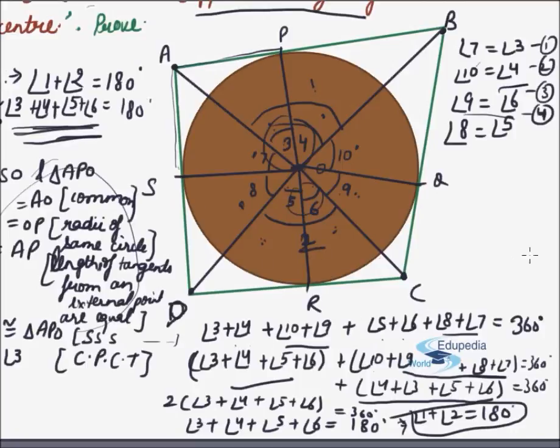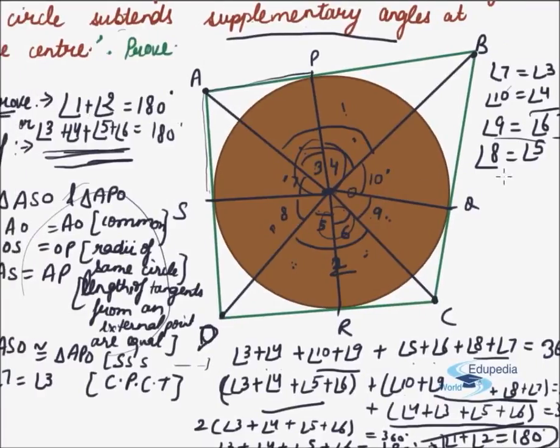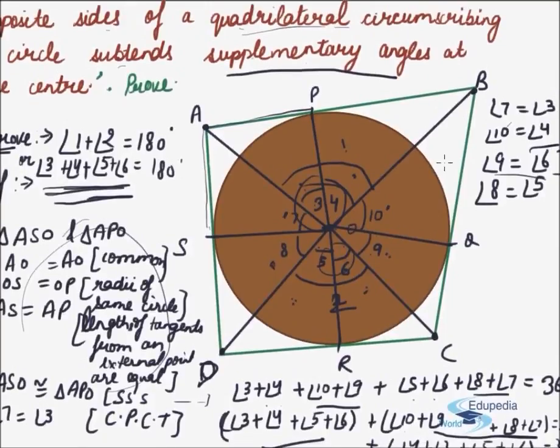Thus we have proved the required part, that is angle 1 plus angle 2 is equal to 180 degrees, or the side AB and the side opposite to it, CD, subtend supplementary angles at the center. We can similarly prove that the angles formed by BC and AD, the other opposite sides, are also supplementary, that is 180 degrees, by the same procedure.